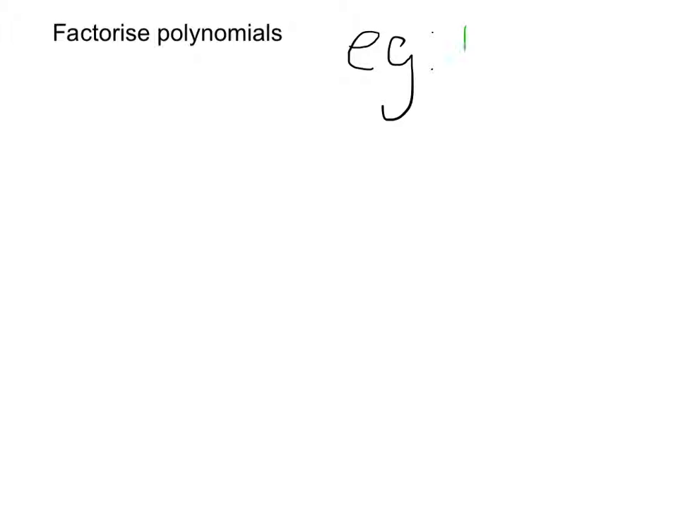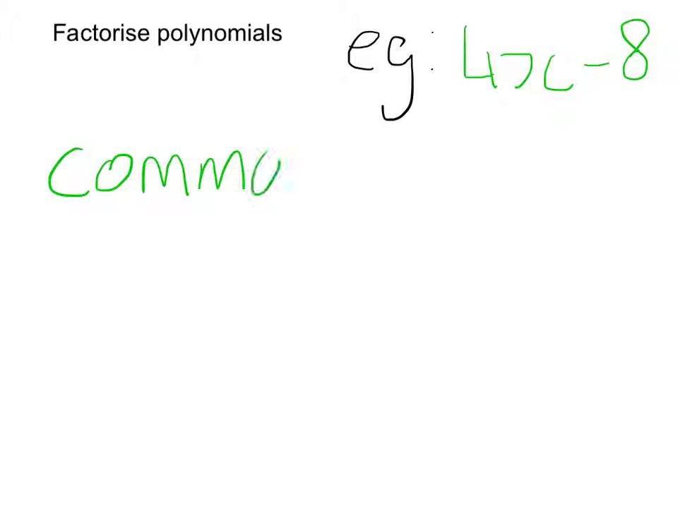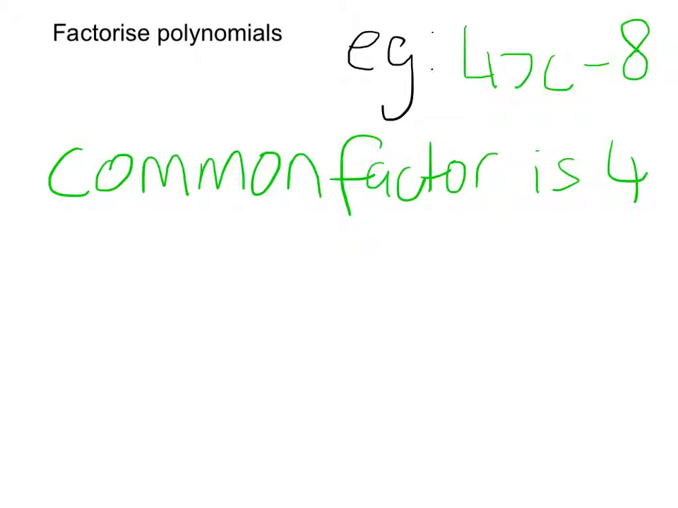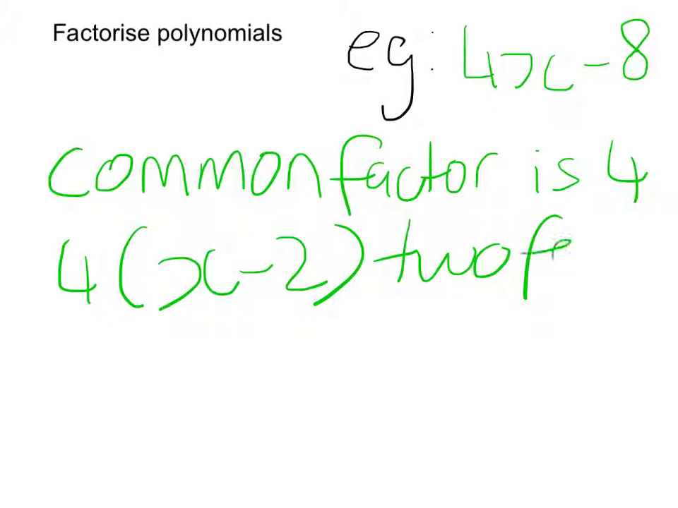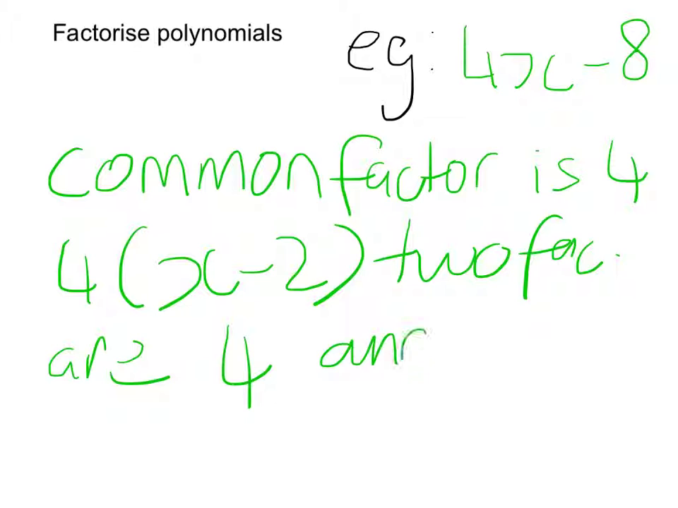4x minus 8. The common factor is 4. So then, to put it in the simplest form, you put the 4 outside the brackets and it becomes 4 times (x minus 2) inside. So the two main factors are 4 and x minus 2.